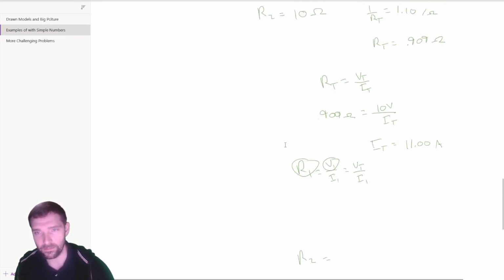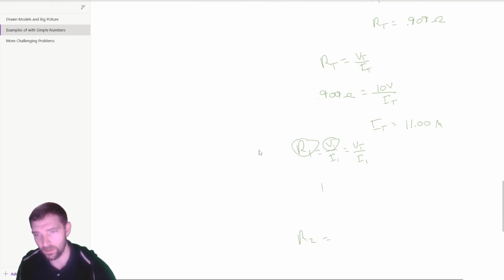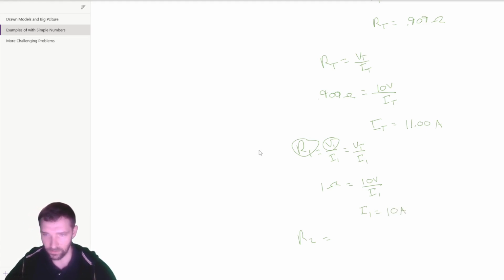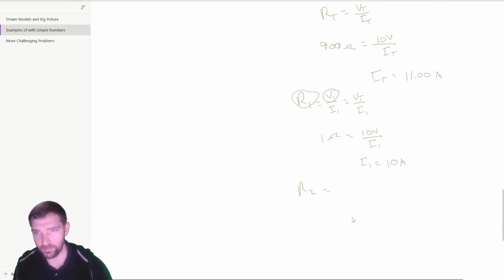So I believe that the first resistance we said was 1 ohm. The VT is going to be the 10 volts. And then you've got that I1 right there. And I believe we can just look at that number and see that it's going to be 10 amps right there. So we know this I1 should be 10, just from the numbers.